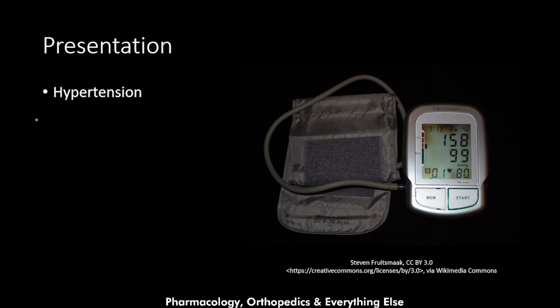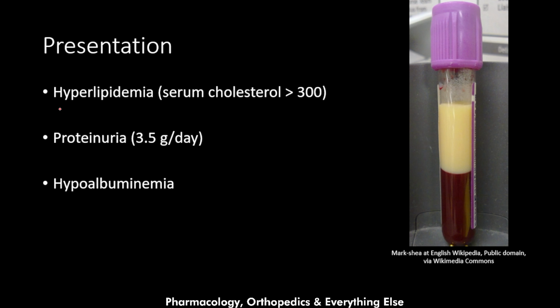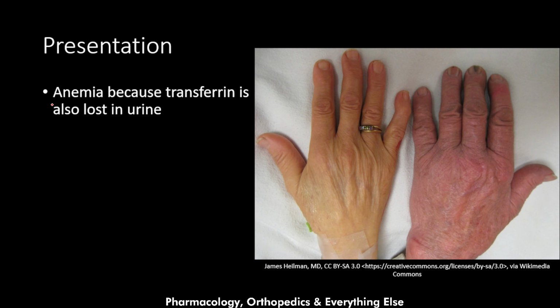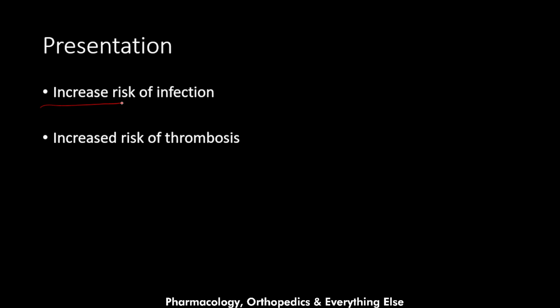Also, the patient with nephrotic syndrome present with hypertension. Hyperlipidemia is very common. The serum cholesterol commonly more than 300, proteinuria, as we mentioned, hypoalbuminemia also. Anemia is also present because of the transferrin is lost in urine. This is a hand of patient with anemia in comparison with a hand of patient without anemia. There is also increased risk of infections. The patient might present to you with an infection. It's also possible. There is increased risk of thrombosis for reasons that we explained earlier.